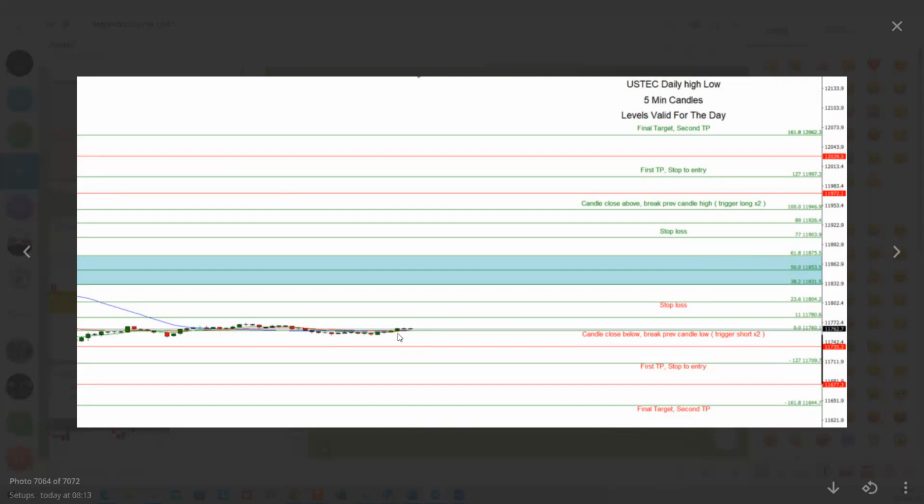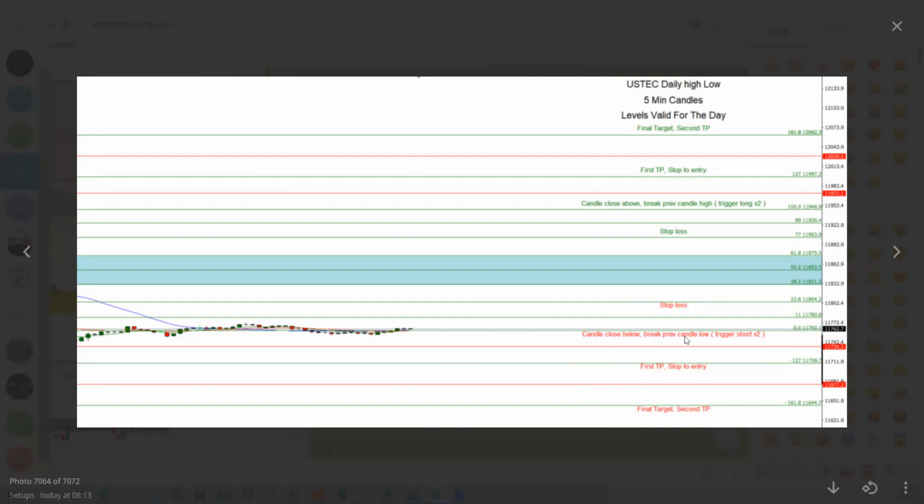You can just see 8 and 21 basically on top of each other, but it does look like 8 is slightly above 21. If trend is down, we get a valid trigger for a short here below zero. So meaning candle close below zero, break previous candle low to aim for the minus 127 first TP, minus 161.8 second TP, and stop loss being at the 23.6.